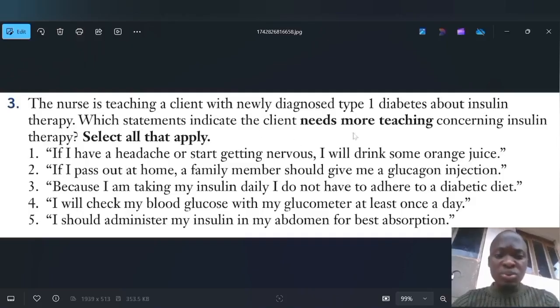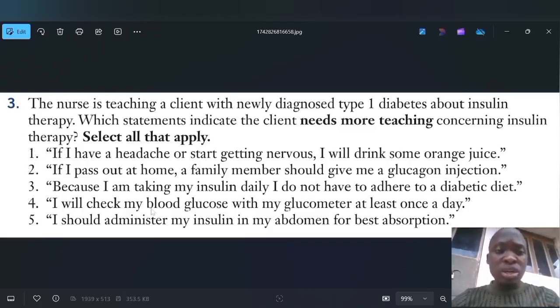All right, let's look at the other options. Which one needs more teaching? This one should not be included because it's right. Remember, we are looking out for the wrong answers. Let's look at the second one. If I pass out at home, a family member should give me a glucagon injection. Of course, that's what you have to do. Remember, glucagon is the opposite of insulin. Insulin decreases the blood glucose, whereas glucagon increases the blood glucose. So right now we literally just need to cancel out number 1 and number 2.